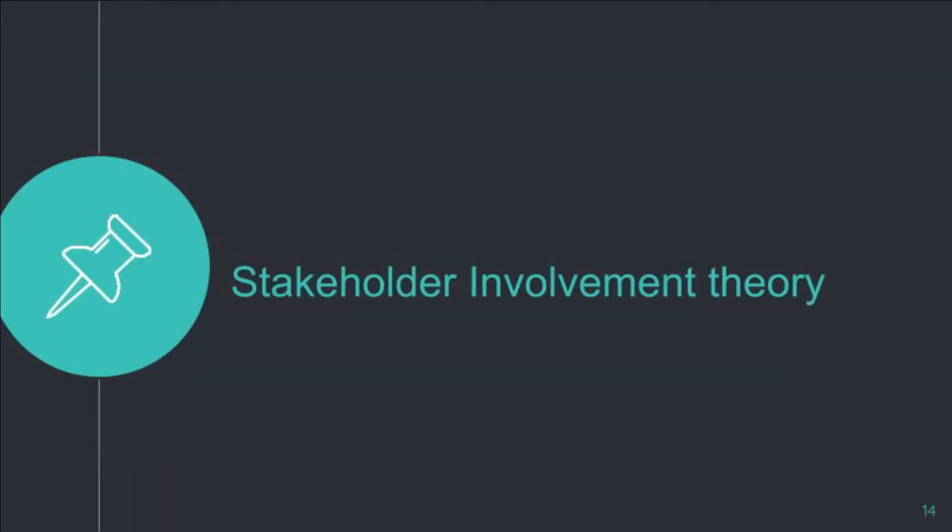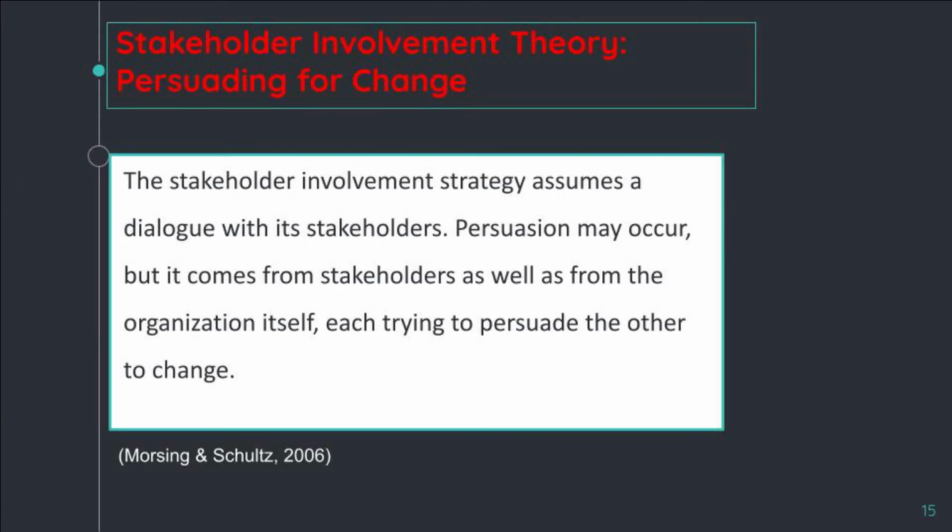Now let's move to the stakeholder involvement theory. For this, it assumes a dialogue with its stakeholders. And persuasion may occur, but it comes from stakeholders as well as from the organization itself, each trying to persuade the other to change. Because here, the stakeholder involvement strategy takes the notion of the stakeholder relationship to an extreme. So companies should not only influence, but also seek to be influenced by stakeholders and therefore change when necessary.